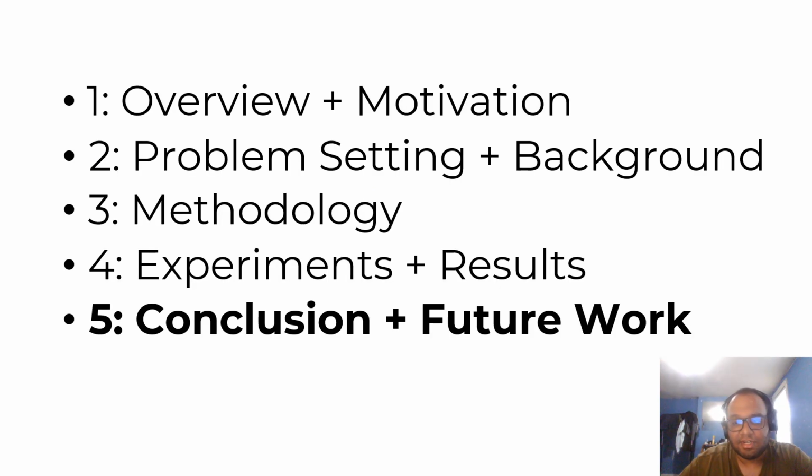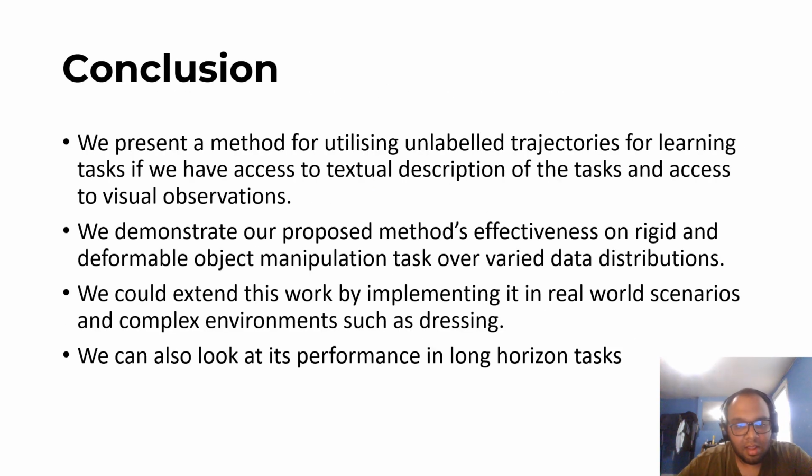Moving on to conclusion and future work. We present a method for utilizing unlabeled trajectories for learning tasks. If we have access to a textual description of the task and access to visual observations, we demonstrate our proposed method's effectiveness on rigid and deformable object manipulation over varied data distributions. This is a novel contribution of our work, and we could extend this work by implementing it in real-world scenarios and complex environments such as dressing. And we could also extend it to evaluate its performance on long horizons of tasks.